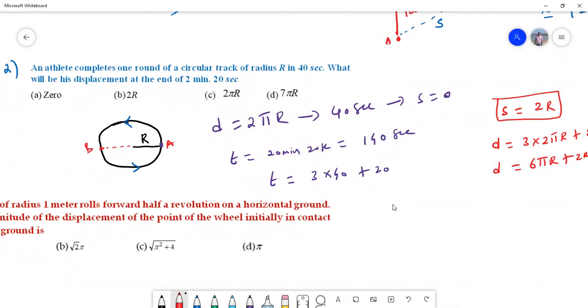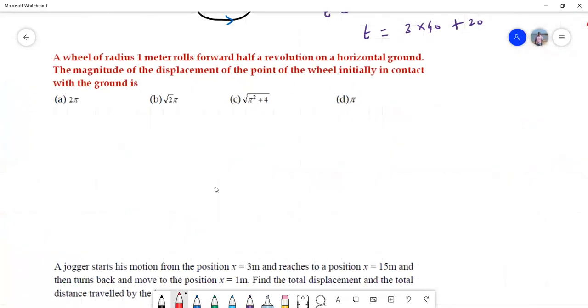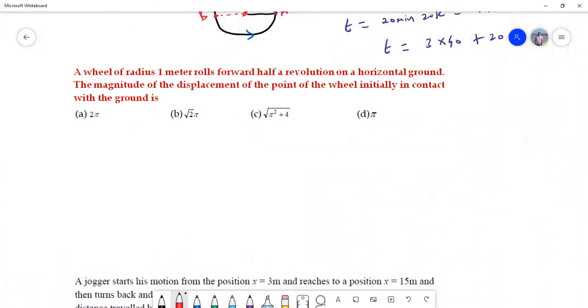Because after the first round, after 40 seconds, he is at A, after 80 seconds he is at A, after 120 seconds he is again at A. Then he has to travel another 20 seconds. So he'll go from A to B. A is the initial point, B is the final point. The net displacement is nothing but the diameter. So the answer is D, that is 2r. This is a very important, very standard problem.